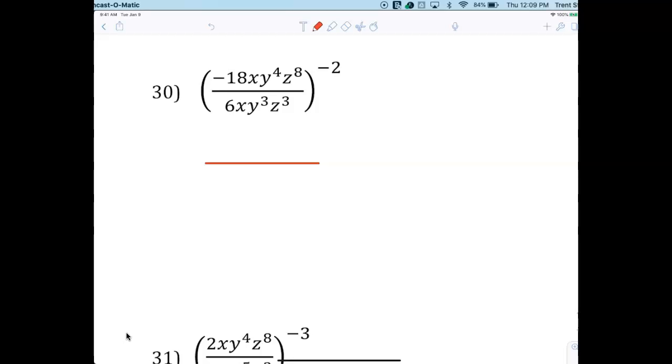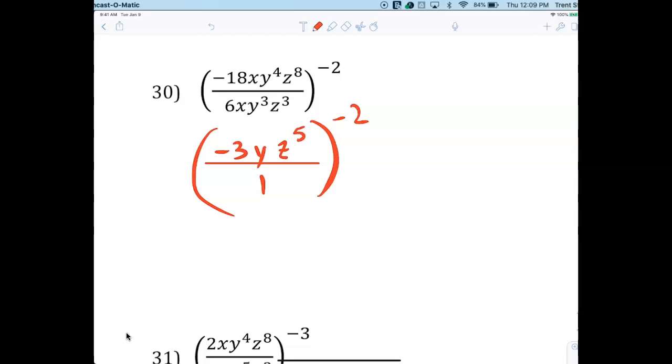Negative 3 would be on top. And then x's cancel out. Y just goes on the top. And then z to the fifth. Exactly. Now, because everything went away on the bottom, it's just a 1. I'm just going to put it there even though it's not necessary. Raised to the negative 2. Now, because it's raised to the negative 2, what do I do?